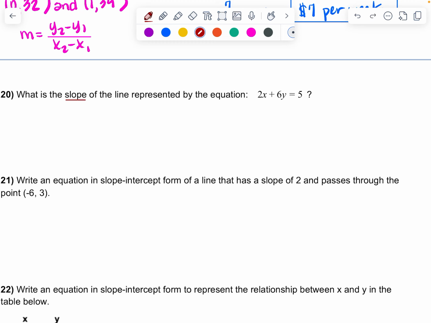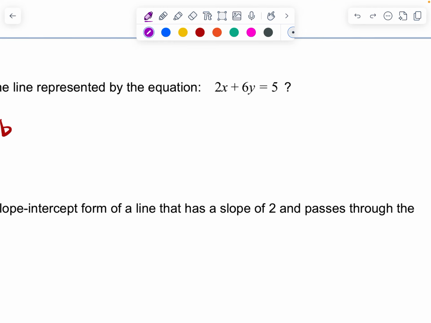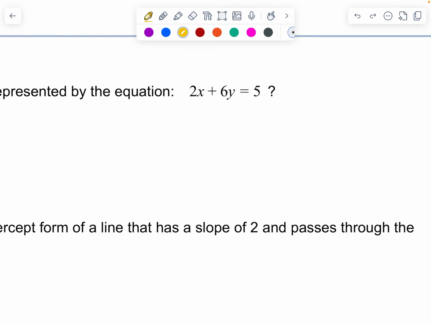Well, this is in standard form, and standard form doesn't tell me squat. So if I want to find the slope of a linear equation, then I want to put it in y equals mx plus b form, because slope is only the number in front of x if it's in y equals mx plus b form, which this guy clearly is not. So we need to solve for y.